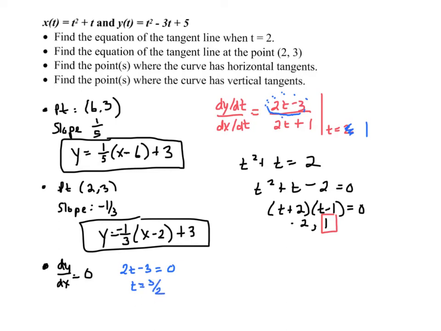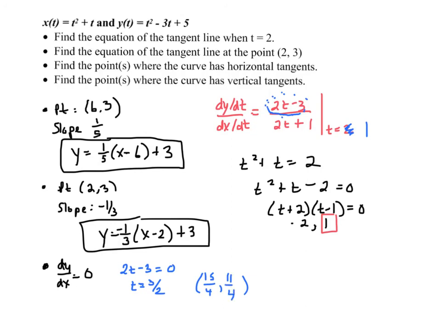Now, it did ask us for the actual point, not the t value. So to get the point, of course, we plug 3/2 back in here. So 3/2 squared is 9/4. 9/4 plus 3/2, or 6/4, would be 15/4. And the other value, in the interest of time, I just plugged into my calculator. We get 11/4. So that is the point.